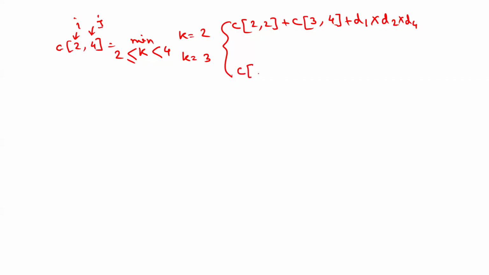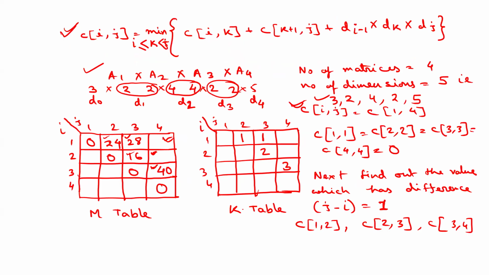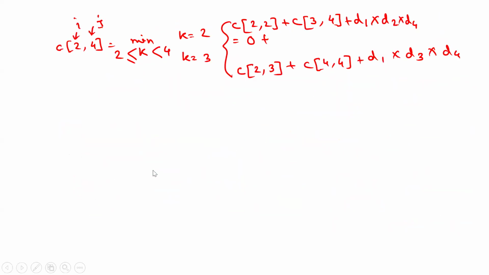Next, 2, 3 where the K value is 3. C[2,3] plus C[4,4], plus d1, that is 2 minus 1, into dK, that is d3, into d4. Now calculate the value C24 equals 0 plus C34. Check the table. What is the value of C34? 3, 4, 40.